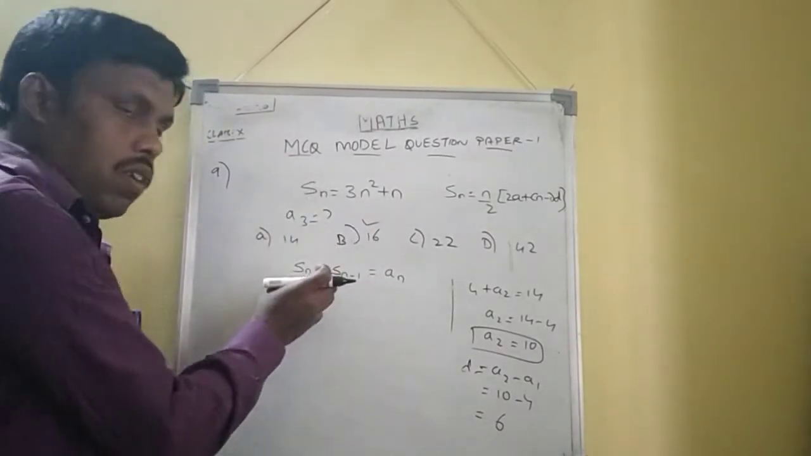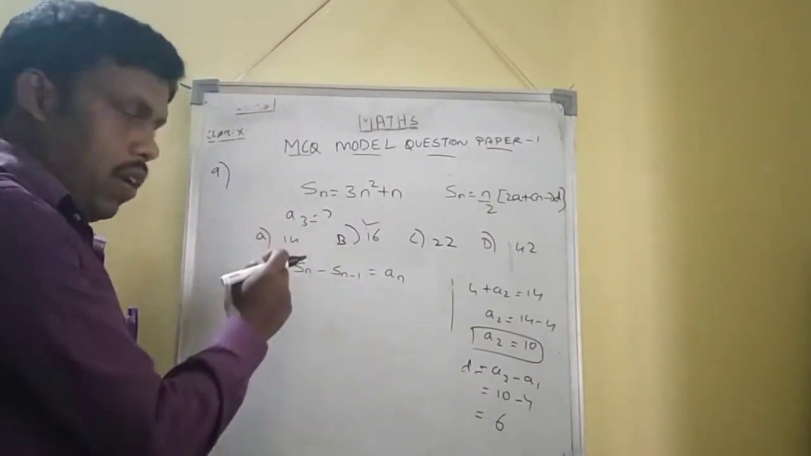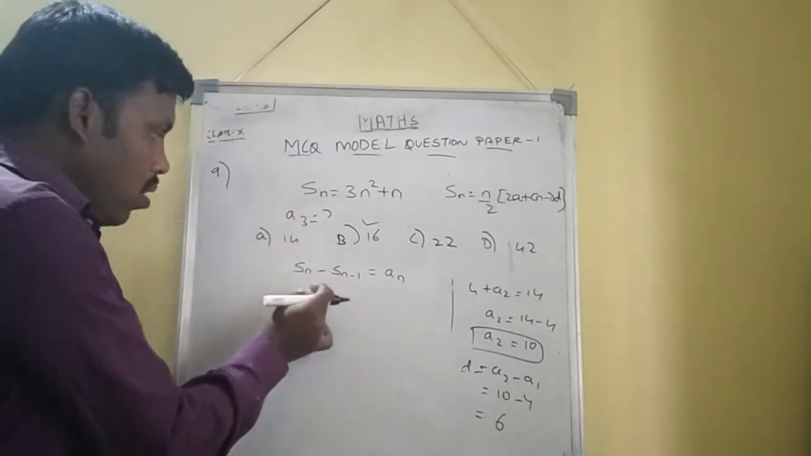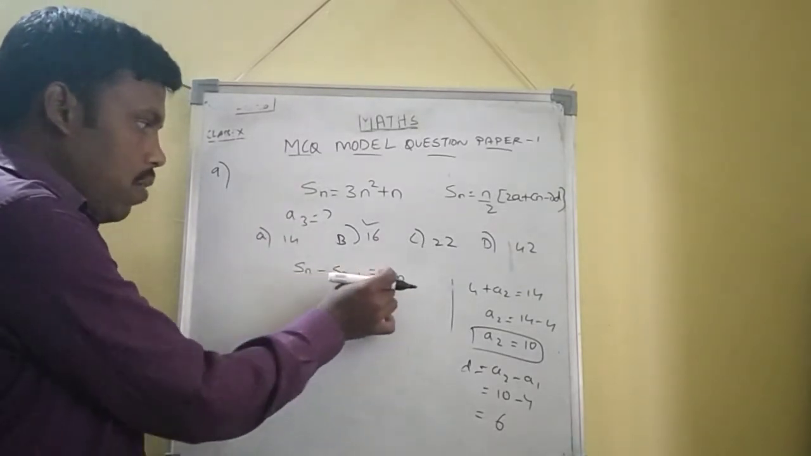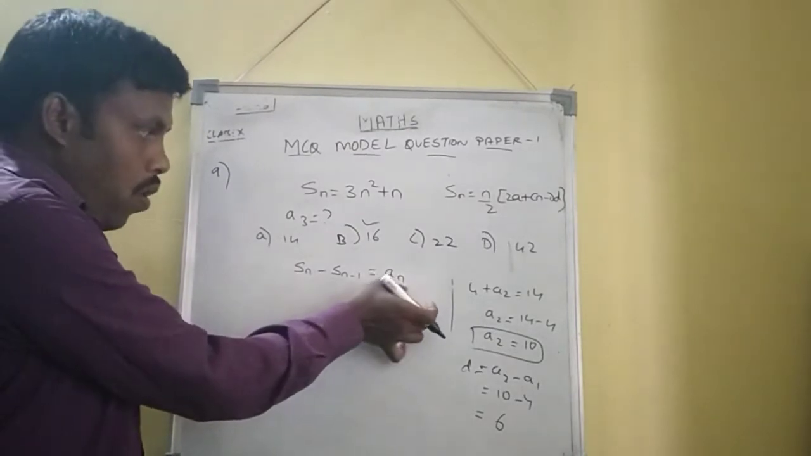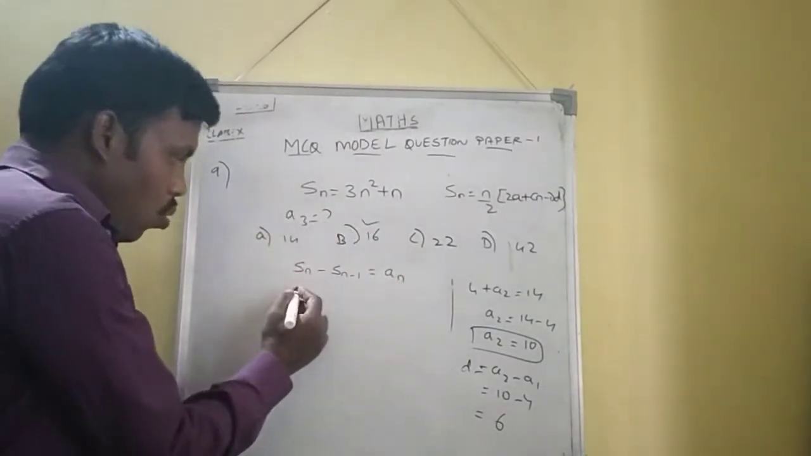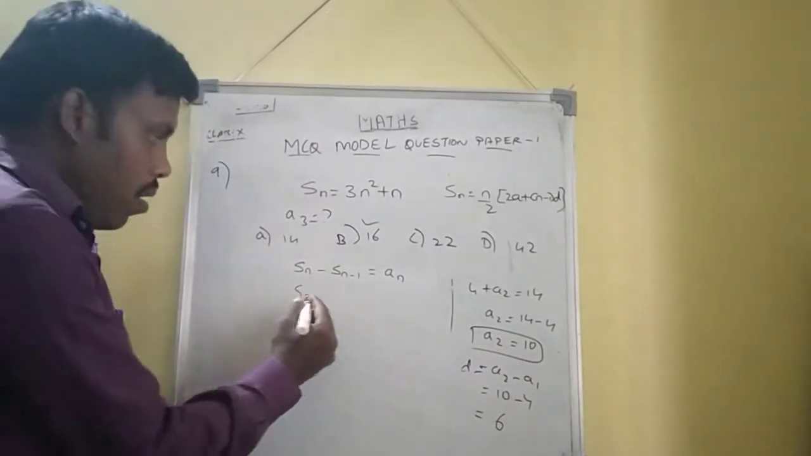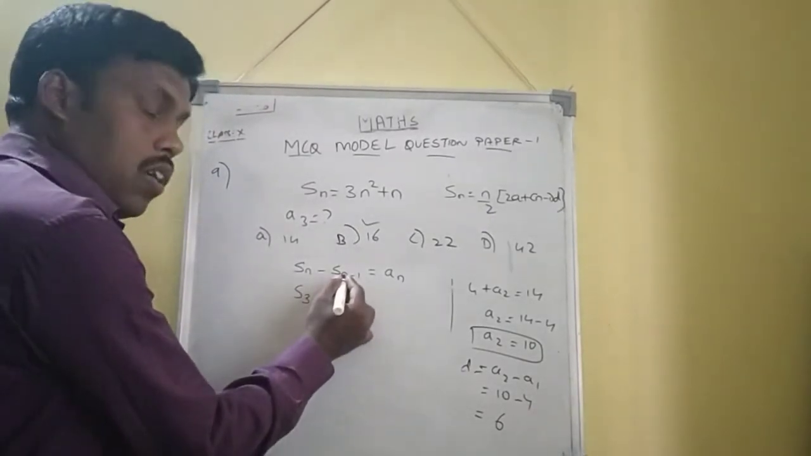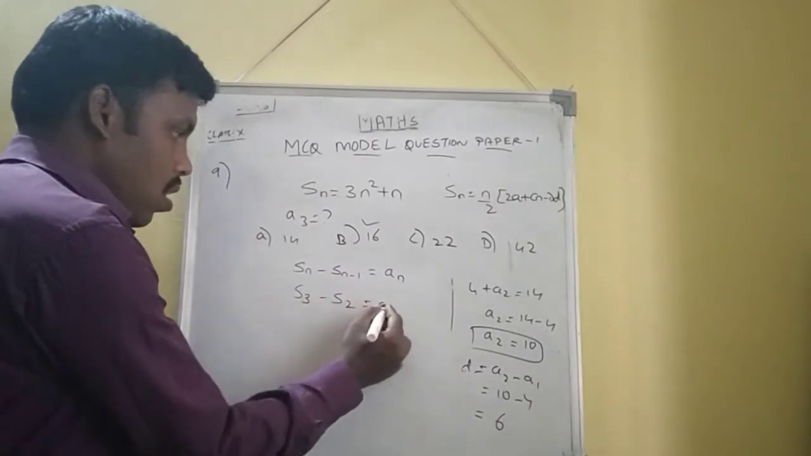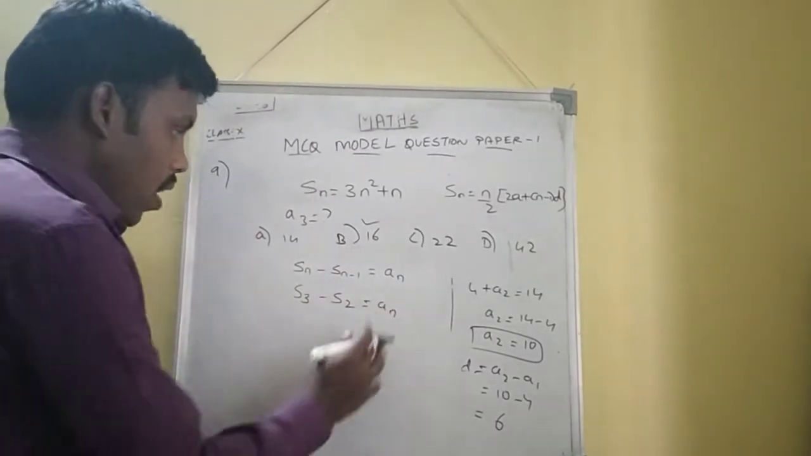The sum of n terms is given. We have to find some term here, the third term. How to find it? Sn minus S(n-1) is equal to An, because we want to find the third term, a3, so n is 3 here. We find the sum of 3 terms minus the sum of 2 terms equals an. Okay, that is the third term.